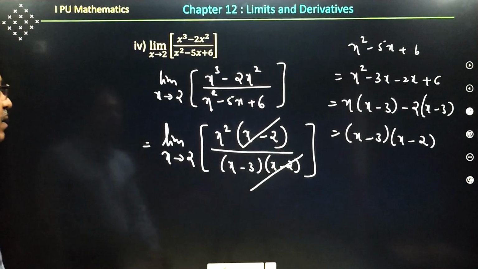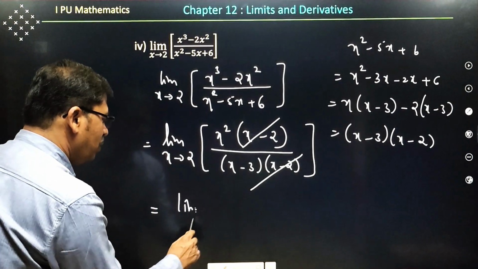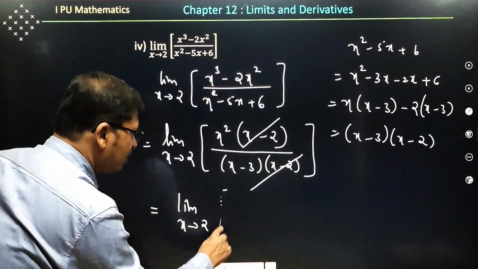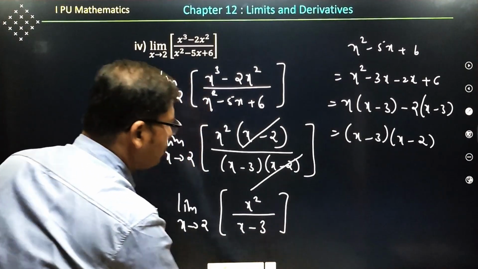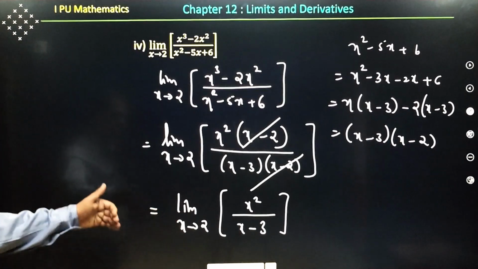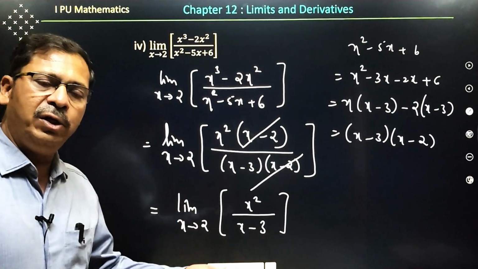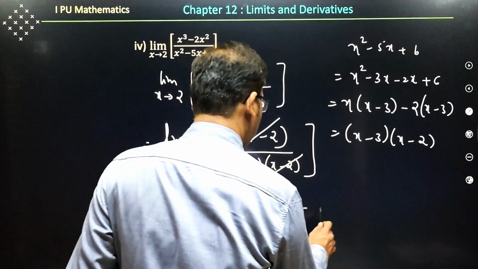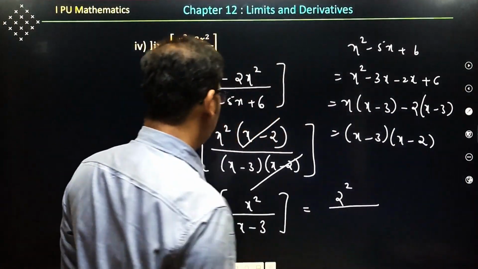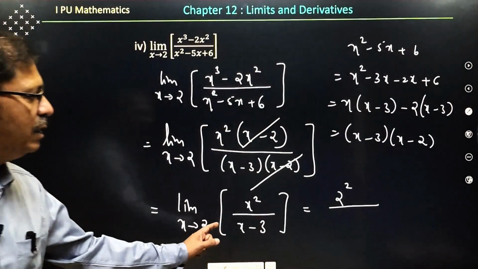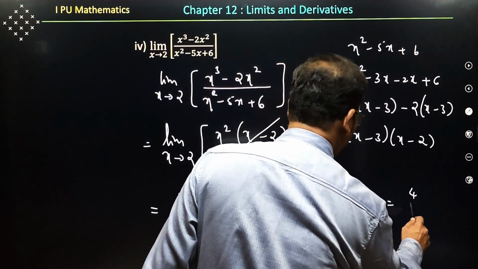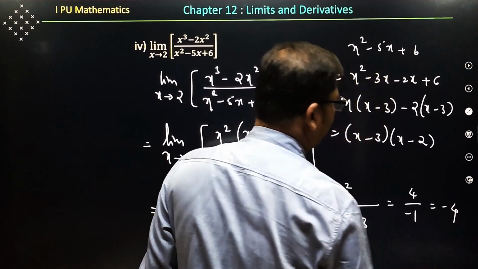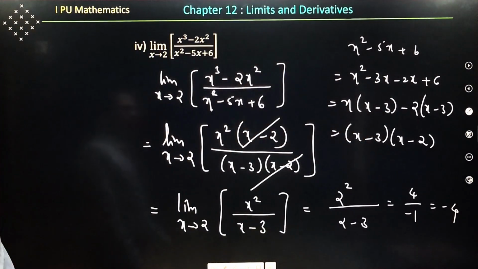What remains? Limit x tends to 2, you write as it is, x square divided by x minus 3. Now it is the time to substitute the value x equal to 2. After substituting x equal to 2, no need to write the limit symbol here. So this is 2 to the power 2, x equal to 2, you substitute here. x minus 3, that is 2 minus 3 here. So this is 4 divided by minus 1. So the answer is minus 4. Is it clear for all?